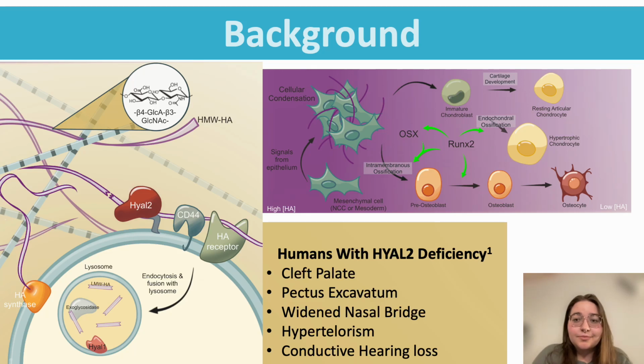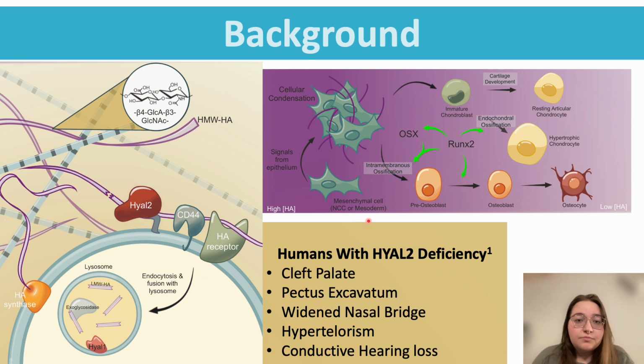Today I'll be sharing some results of the characterization of defects in midline bone and cartilage patterning associated with HYL2 deficient mice. So HYL2, or hyaluronidase 2, takes these high molecular weight HA fragments and degrades them into intermediate sized pieces, which can then be endocytosed and further degraded at the lysosome.